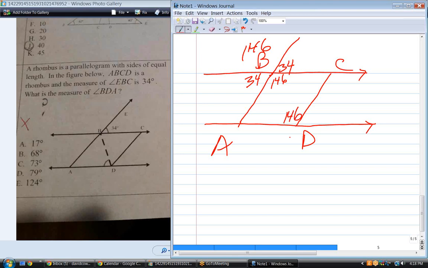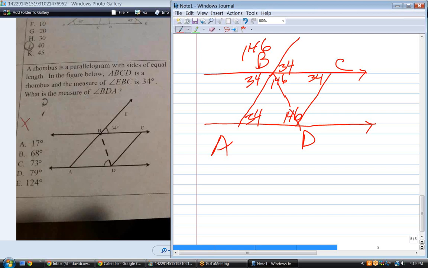Because opposite angles of a parallelogram are equal. This is 34 because of the parallel lines, and those are corresponding angles. And therefore that's 34. So we've got the rhombus labeled. Now the question is what happens when we run a line like that? We divide 146 by 2?